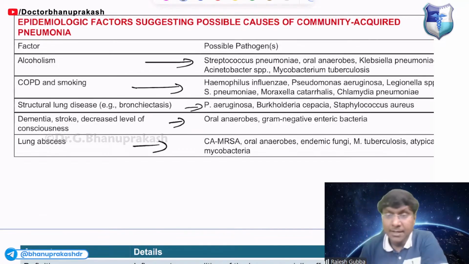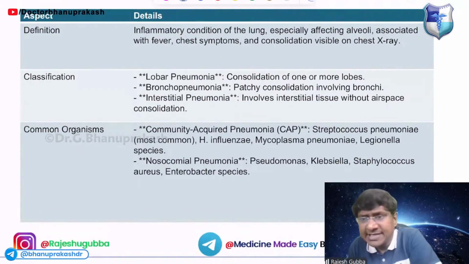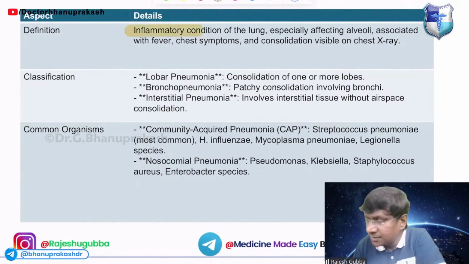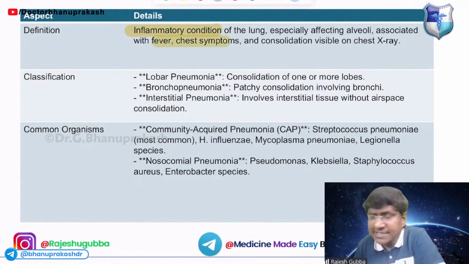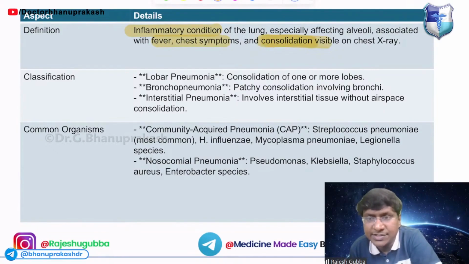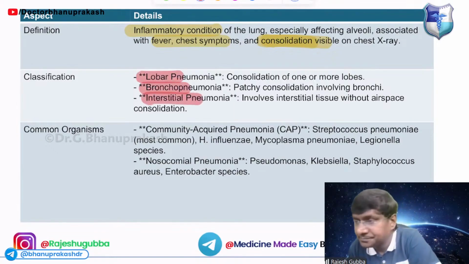Sure. We'll start with the discussion related to pneumonia. So what exactly is pneumonia? It is an inflammatory condition of the lung where, because it's an infectious pathology, you'll have fever, chest symptoms, and consolidation visible on the chest X-ray. What are the types of pneumonia? The types are lobar, broncho, and interstitial.